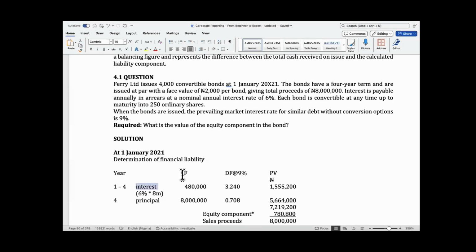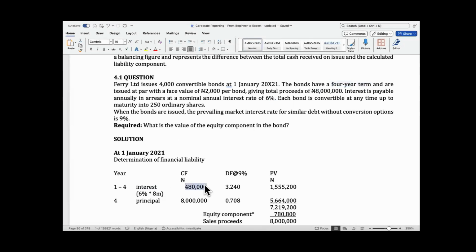The interest is payable annually. The 6%, the fixed interest, is payable every year. So by the time you do 6% of the principal, the money borrowed, which is 8 million, we're going to be paying 6% every year. That's 480,000 per annum. And the term of the loan is 4 years. It's a 4-year term loan.